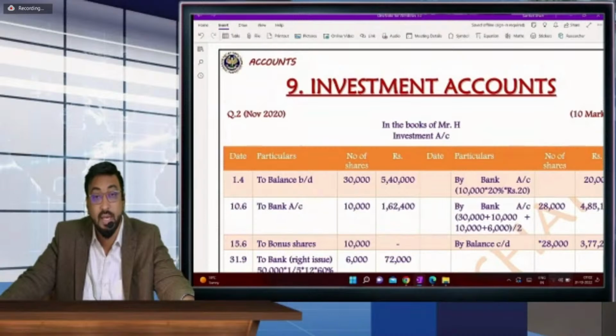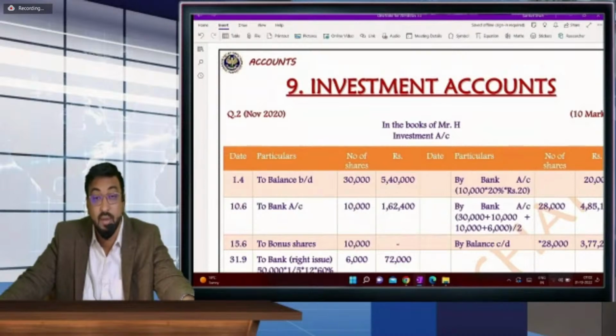After that, equity shares. Remember, in case of equity shares, bonus shares are always free of cost. For right shares, we have two options: either renounce it, or we can purchase it on our own. One, you can transfer it. Whenever you are transferring it, you have to write it in the profit and loss account.